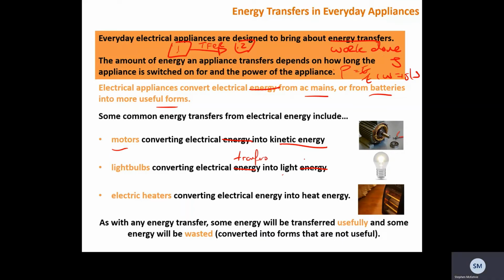There's no such thing as electrical energy or light energy. They're transfers. Light transfers energy from one store into another one. Electricity transfers energy from one store into another one. Electric heaters convert electrical transfers into heat energy stores. As with any energy transfer, some energy will be transferred usefully and some will be wasted.